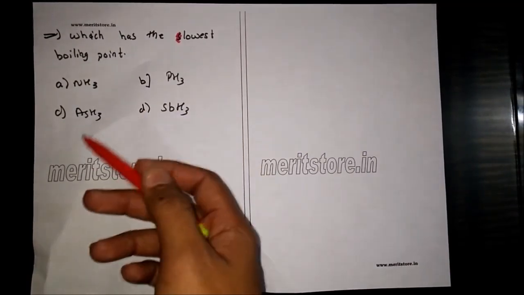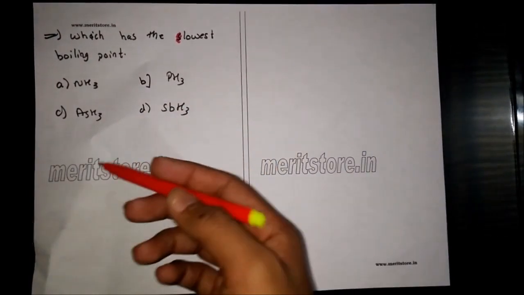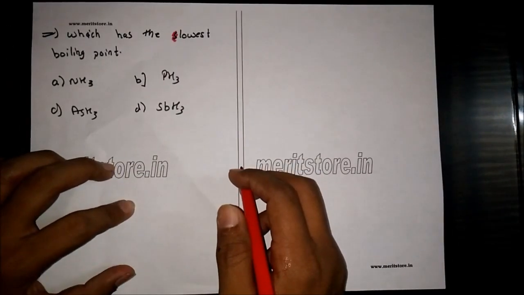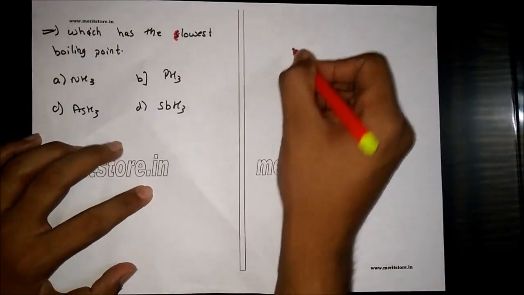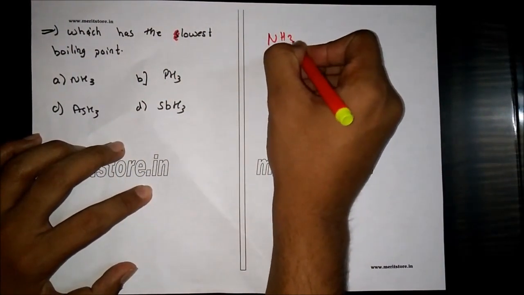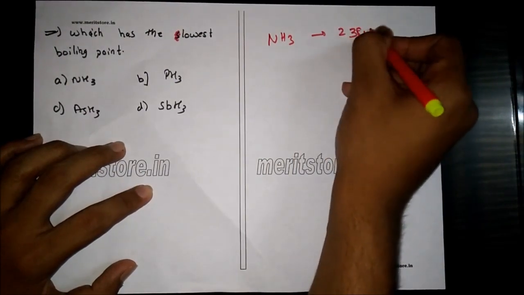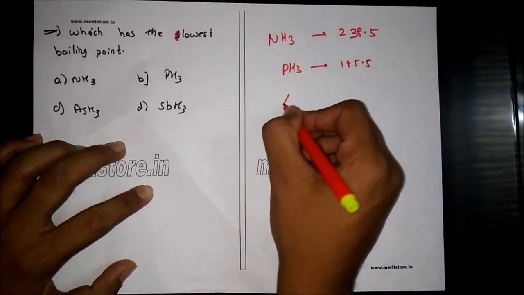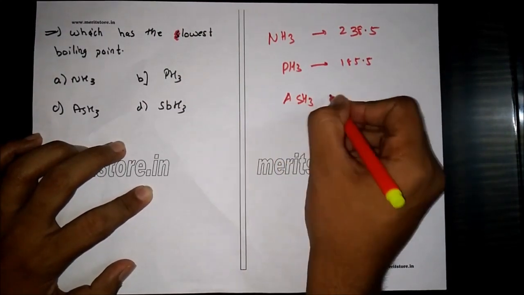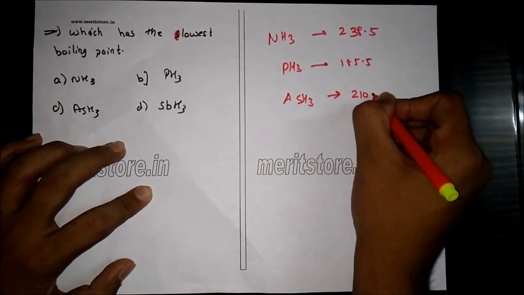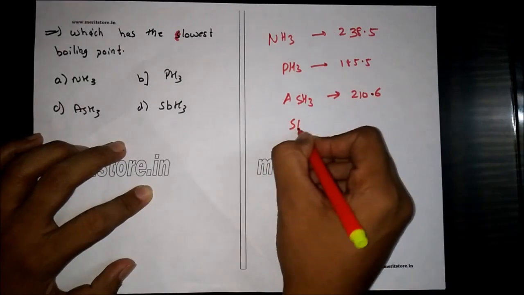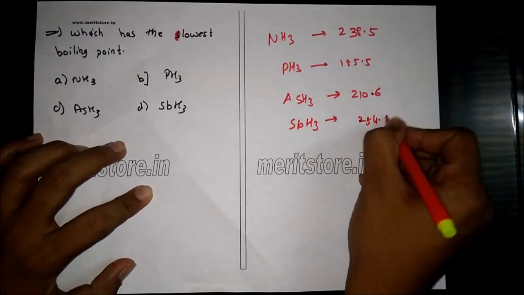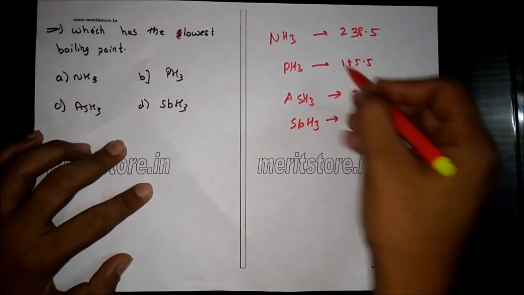Therefore, the correct answer is option A. The lowest boiling point: A. NH3, B. PH3, C. AsH3, or D. SbH3. Now let's look at the boiling point of every compound here given. NH3 has a boiling point of 238.5. PH3 has a boiling point of 185.5. AsH3 has a boiling point of 210.6, and SbH3 has a boiling point of 254.6. Therefore, here the correct answer is PH3, which has the lowest boiling point.